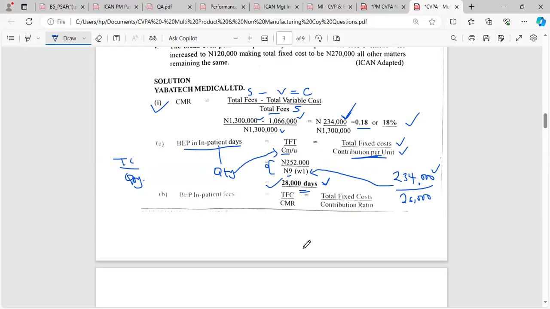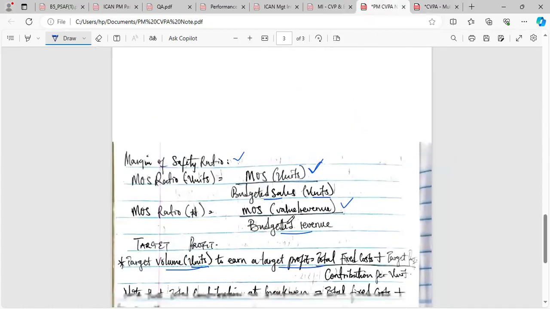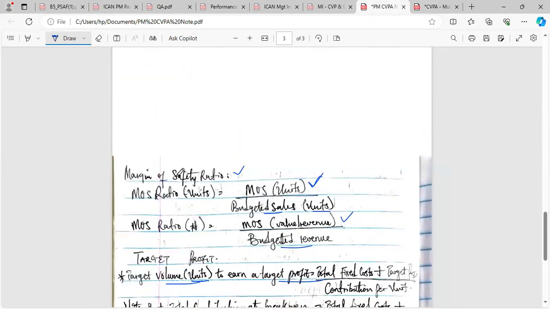Okay, so if that is fine for our inpatient days, what's the next thing we're looking at? We're looking at III, the margin of safety ratio, if the clinic operates at full capacity. Let's go to margin of safety. So this is the margin of safety ratio. What is the formula? The formula for margin of safety ratio in units is simply margin of safety itself divided by budgeted sales, both of them in units.